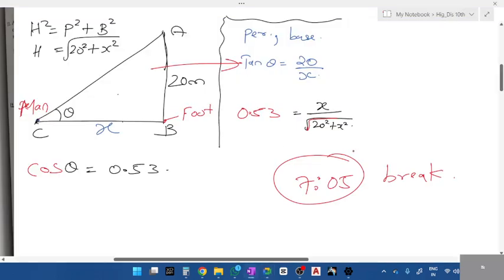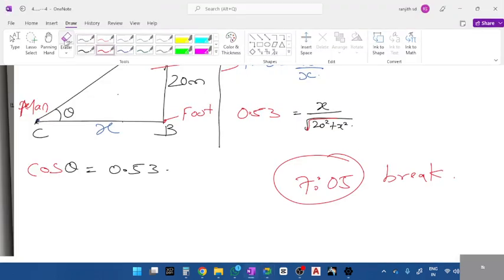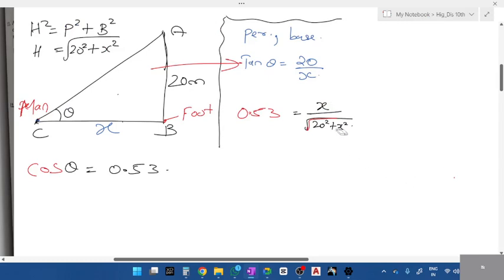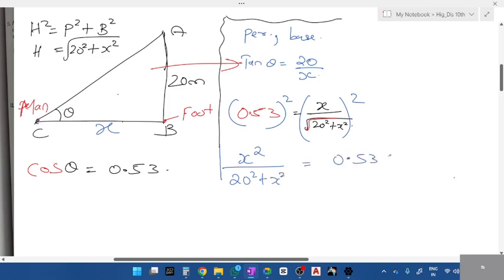We'll start the next question. Till here, did you all understand? Tan theta, I mean cos theta. Now, if I want to find x, I don't need the square root. What do I have to do? Square on both sides. So the left hand side becomes x square divided by 20 square plus x square. The root gets cancelled. On the right, 0.53 square divided by 400 plus x square.